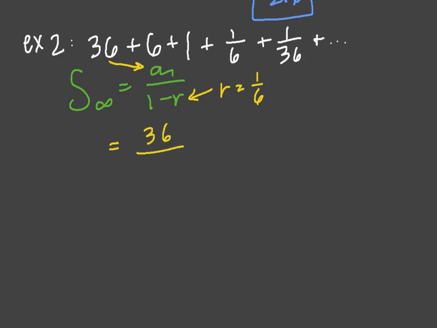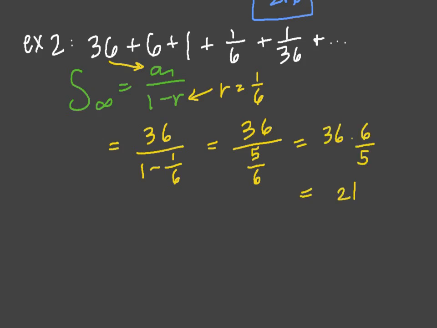36 divided by 1 minus r, which is 1/6. So we've got 36 over, remember 1 would be the equivalent of 6/6, so 6/6 minus 1/6 is 5/6. And then dividing by a fraction, we can multiply by its reciprocal, so 6 over 5. So our final answer, 36 times 6 is 216 over 5. There is our infinite geometric series. And 216 over 5 is 43.2.